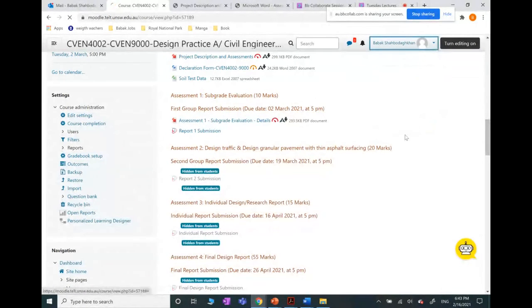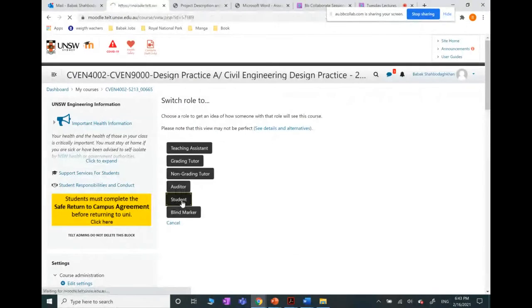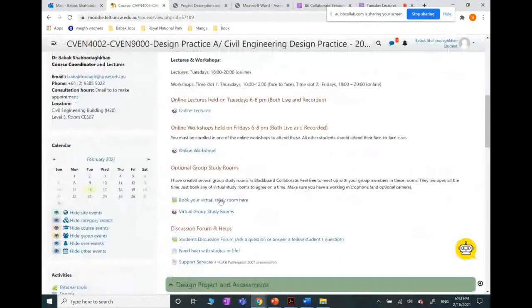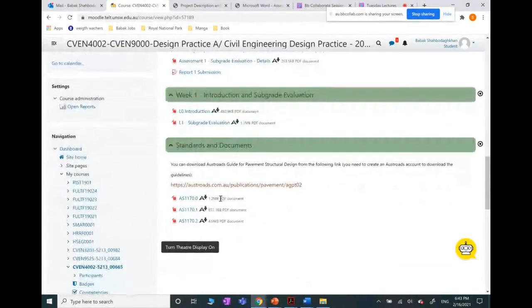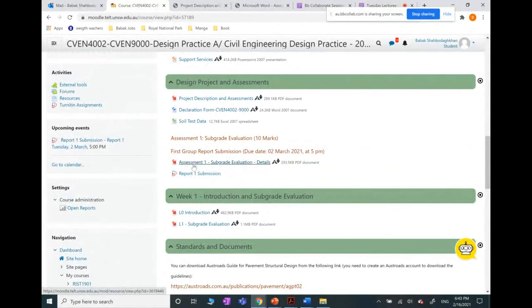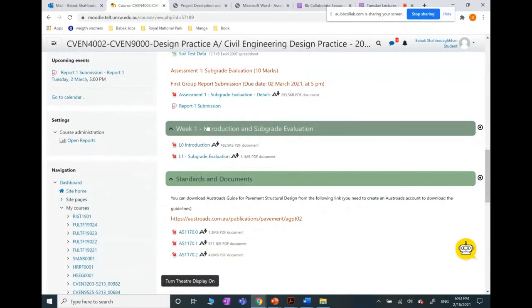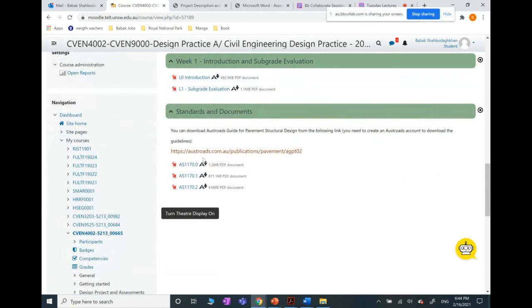It would be maybe easier if I switch the role to student. So this is assessment 1, for example. This is the due date, the details for assessment 1, subgrade evaluation. And here you can submit the report. These are the materials for the first week, introduction as well as subgrade evaluation. And these are the standards and documents, some of them.